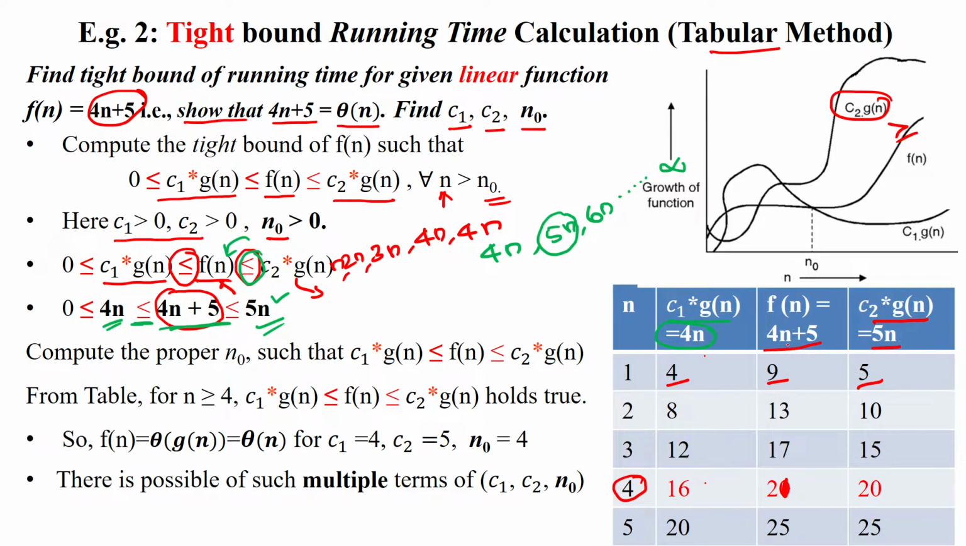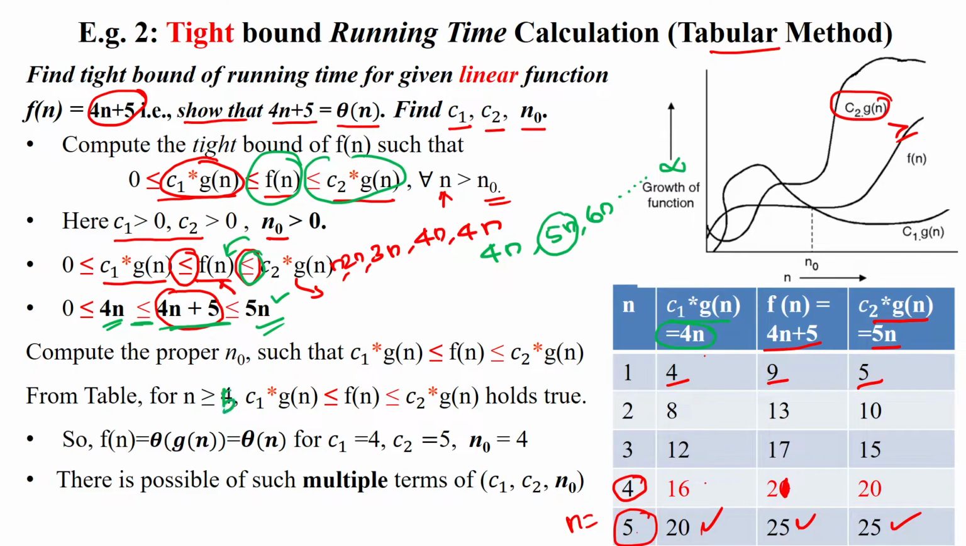Then here 4n plus 5 is 16 plus 5, and 5 into 4 is 20. And here when you're substituting 5, 4 into 5 is 20, 20 plus 5 is 25, and 5 into 5 is 25. So from n equal to 5 onwards, the given condition c1 into g of n less than or equal to f of n and less than or equal to c2 into g of n is satisfied.